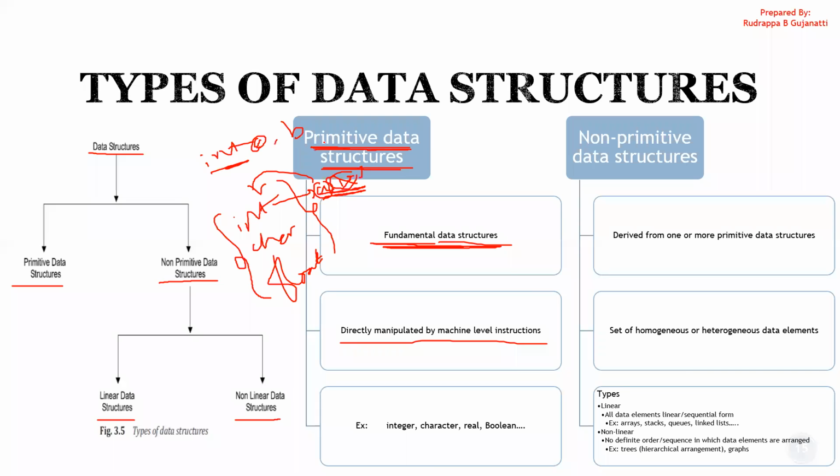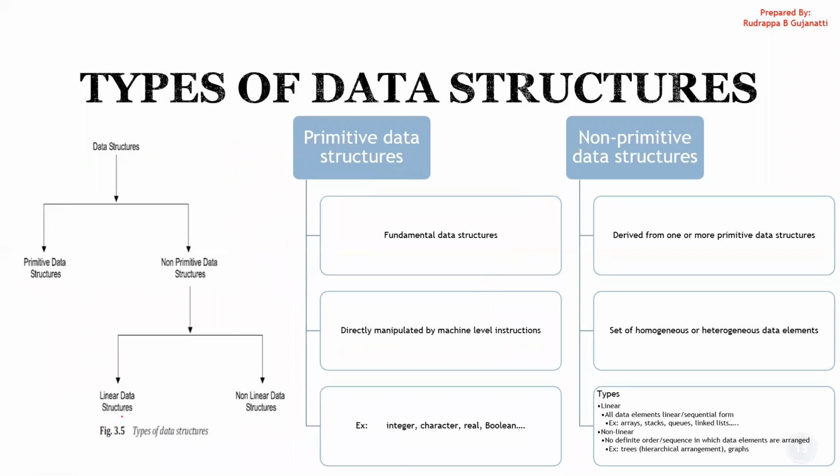So if I have two things and want to add both, I perform it directly using those. That is what this statement implies: directly manipulated by machine level instructions. If I want to perform A plus B, I can just take those members and add them. So these are the primitive data structures, and only one element is present. These are the fundamental data structures. A few examples are integer, character, real, which is nothing but the float data type, and Boolean. All these fall under the primitive data structures.